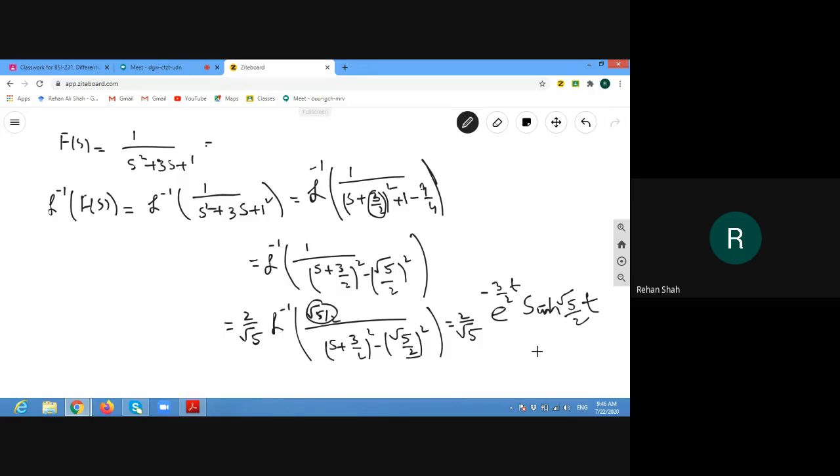What is exponent? This is s minus a. फार्मूले में ऐसे होता है: ओमेगा a divided by s माइनस a स्क्वायर माइनस a स्क्वायर. सो ये माइनस a जो है, you can write this 3/2 as s minus minus 3/2, so a is minus 3/2. And what is a with hyperbolic? That is square root 5/2 t. Is that clear?